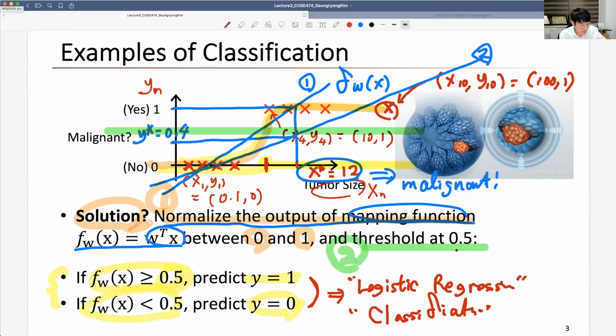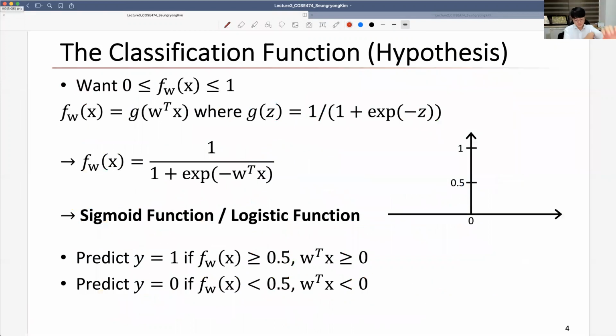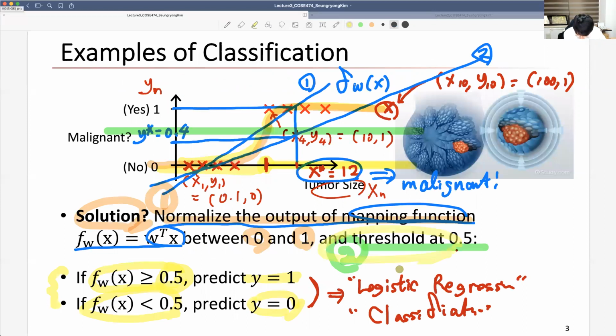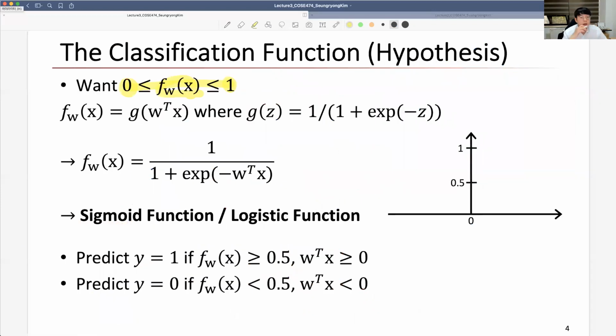Okay, then how can you do that? Okay, let's see the details. First of all, we want the output of the mapping function to be between 0 and 1, right? To use this thresholding, right? Then how can we constrain our output of the mapping function between 0 and 1?